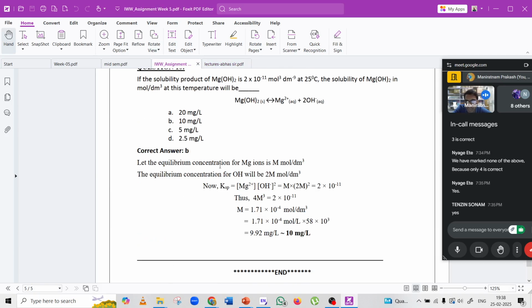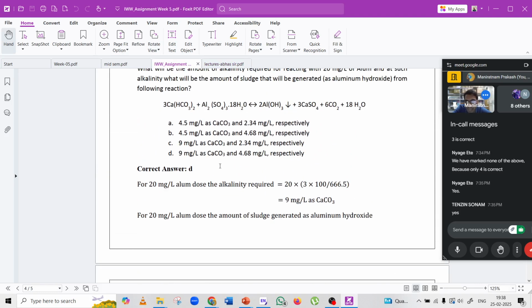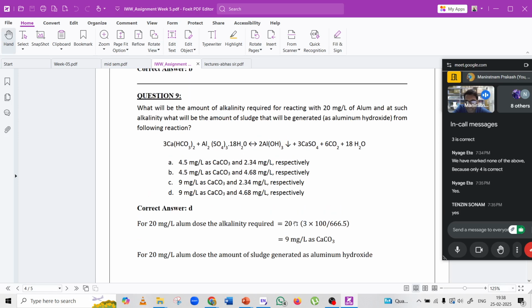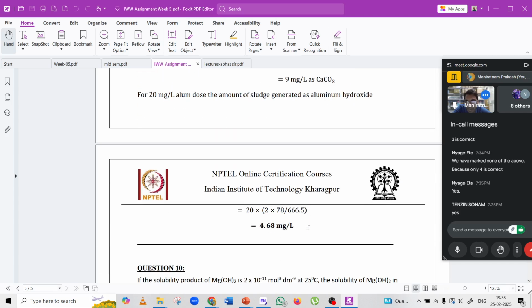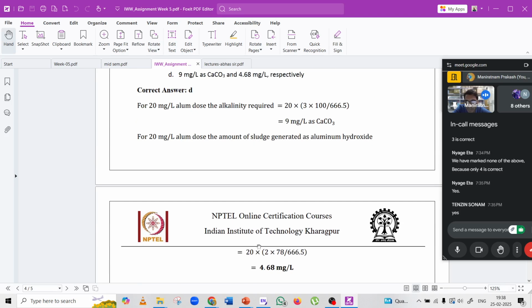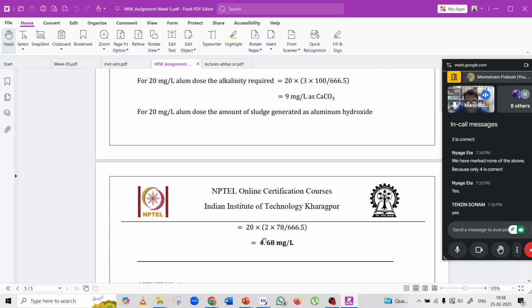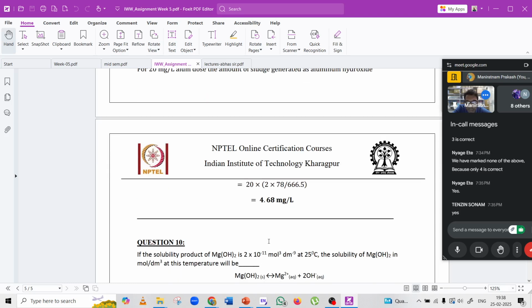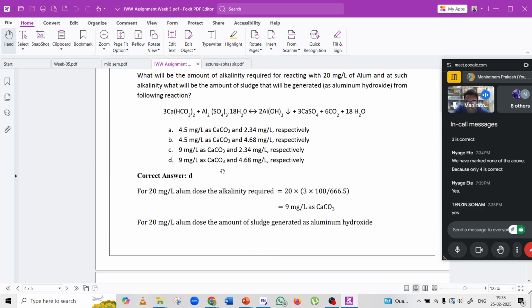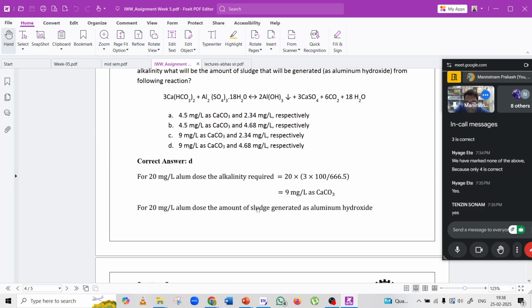Here, in this question, you can see the amount of lime required is 20 into 3 into 100 divided by 666. We have just converted into milligram per liter. Similarly, the amount of sludge which will form will be twice, because for each mole of lime, 2 moles of sludge are produced. So 20 into 2 into 78 divided by 666, we have 4.68. So the correct answer will be D, 9 milligram per liter as CaCO3, 4.68 milligram per liter.